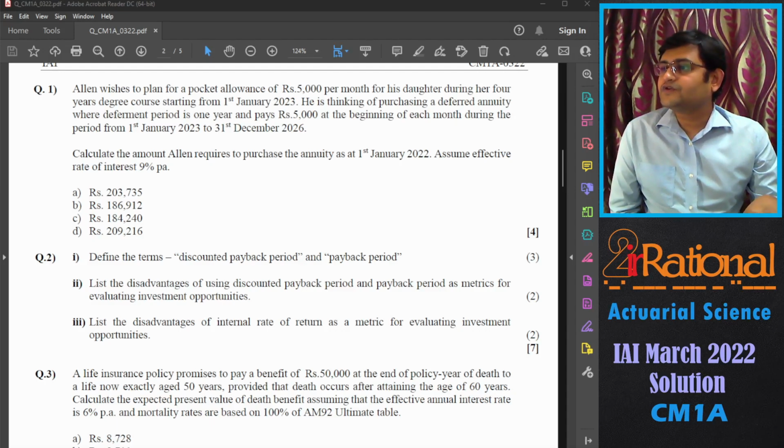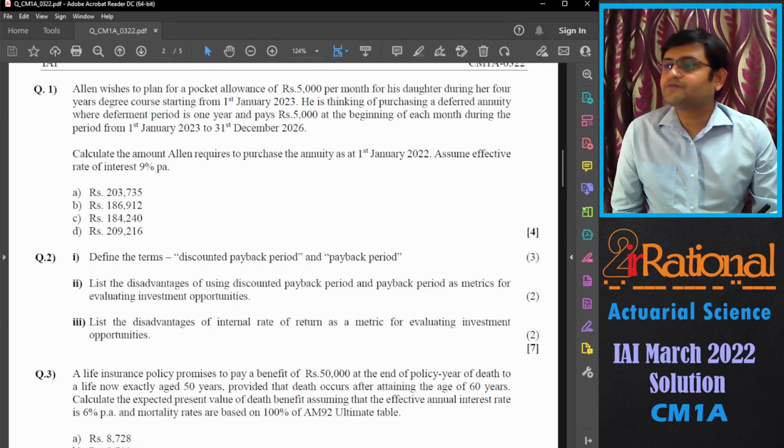So here we have Alan wishes to plan for a pocket allowance of rupees 5,000 per month for his daughter during her 4 years degree course starting from 1st January 2023. He is thinking of purchasing a deferred annuity where the deferment period is 1 year and pays 5,000 at the beginning of each month during the period of 1st January 2023 to 31st December 2026. Calculate the amount Alan requires to purchase the annuity as at 1st January 2022. Assume effective rate of interest of 9% per annum.